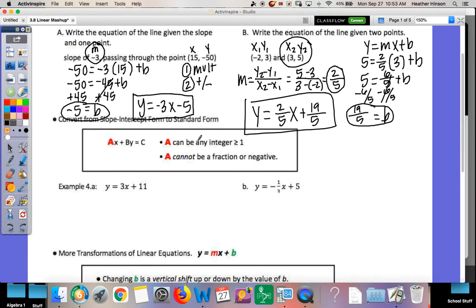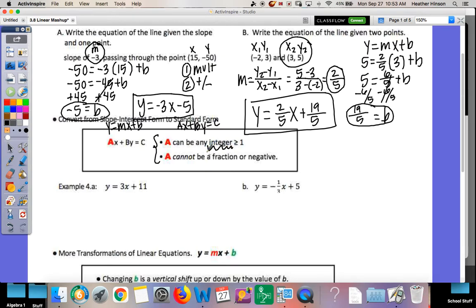Okay, so we know how to do slope-intercept form now, which is y equals mx plus b. And we know standard form from the last lesson, which is ax plus by equals c. So we can convert between these two. So we can take this y equals mx plus b and go back to ax plus by equals c. Just remember when we're doing this, we have two little notes. A can be any integer which is greater than or equal to 1.